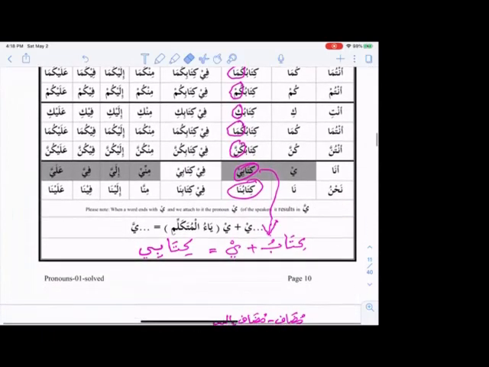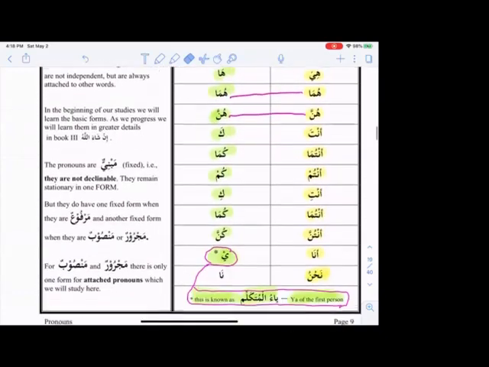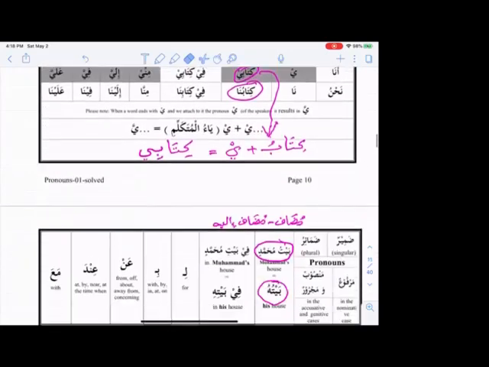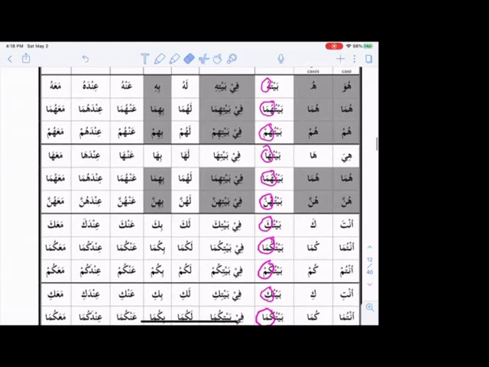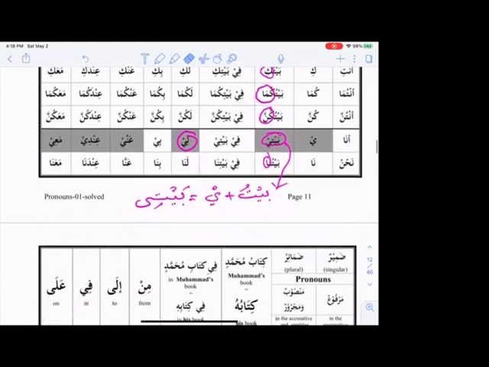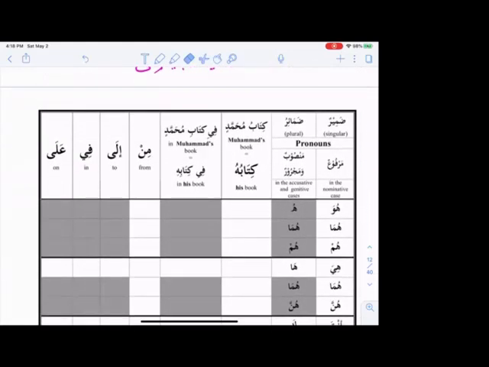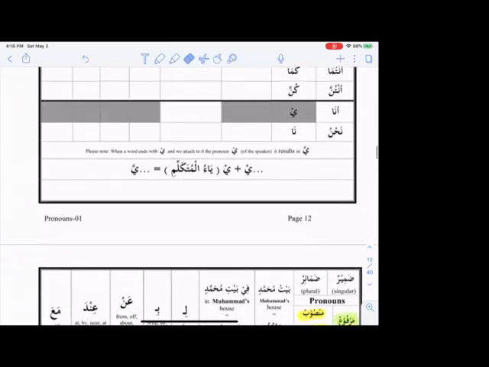Now these are all there, huh? Remember, I told you from here, page number 9, page number 10, page number 11, all these things, read it, check it, and try to copy it on a fresh page. Try to copy it because there are exercises here. See, here also. You can do this page, kitabuhu, and then minhu, ilayhi, fi, all that thing you should do, inshallah.